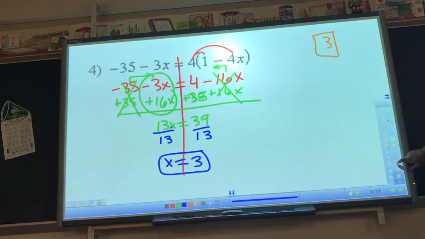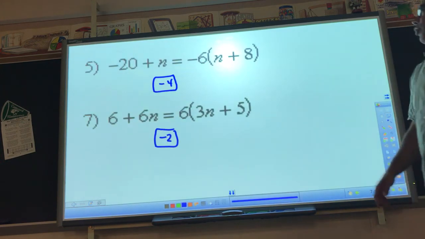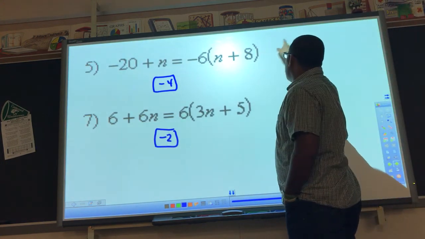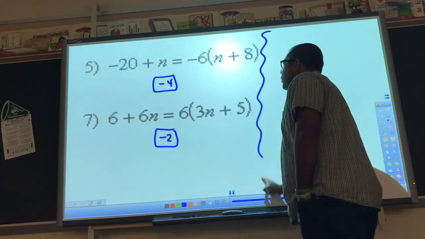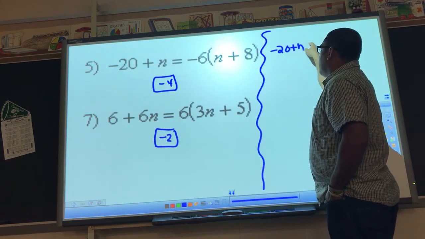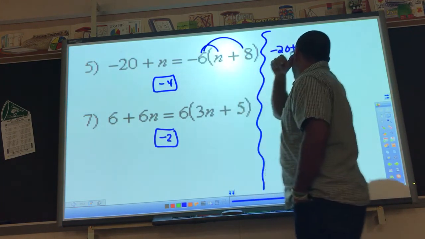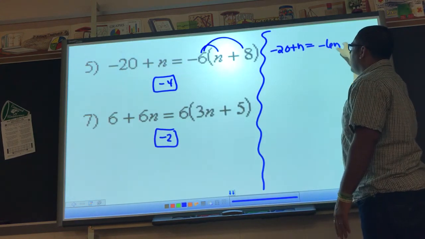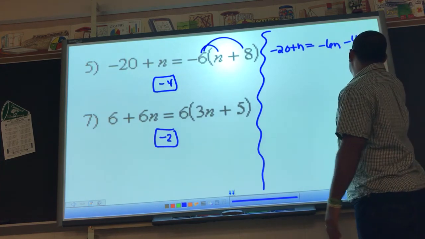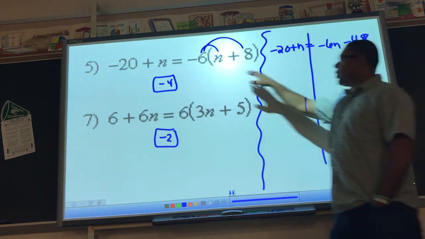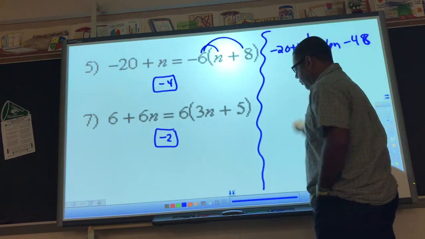Here's your next step. I want you to pause the video and do these two problems. All right, off to the side here. For number 5, the right side I was going to have to distribute, so I had to make sure I distribute that. The left side I had to drop it like it's hot. So when I distribute, and make sure you did have this, I should have negative 6n minus 48. You've got to make sure you distribute that negative correctly. It'll cause issues if you don't.